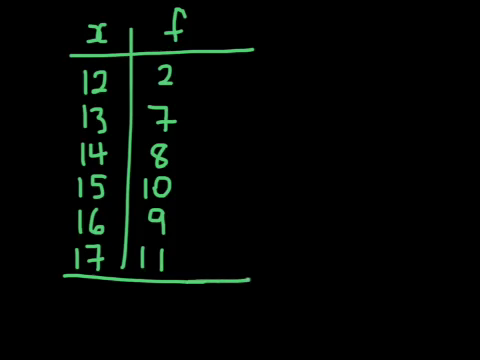I have my score column there, that's my X column, and I've got my frequency column there, which is my F column. Now remember, it is always smart to actually add up your frequency column, make sure that you get a total.